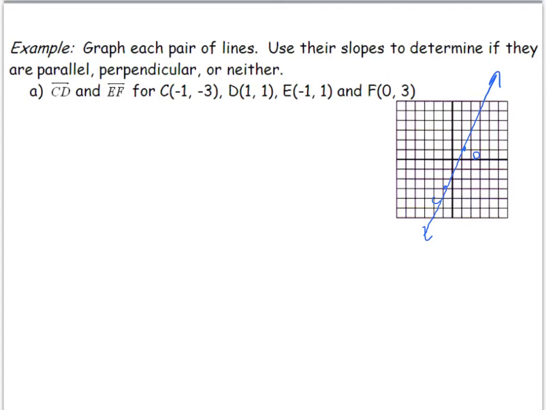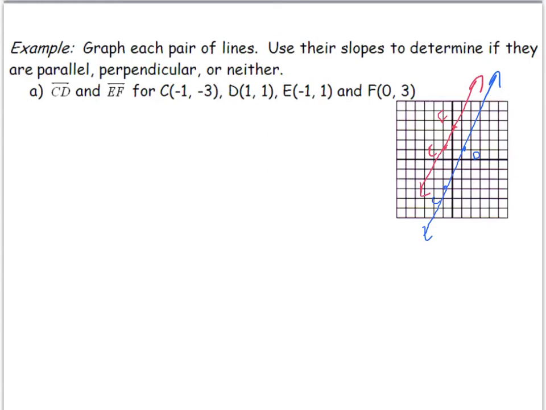All right. The next line is EF, so I have -1, +1, so that's E. And F is at 0, 3. We'll draw a line through there. So they look like they're parallel, but you can't just assume. You actually have to go through and do the work.